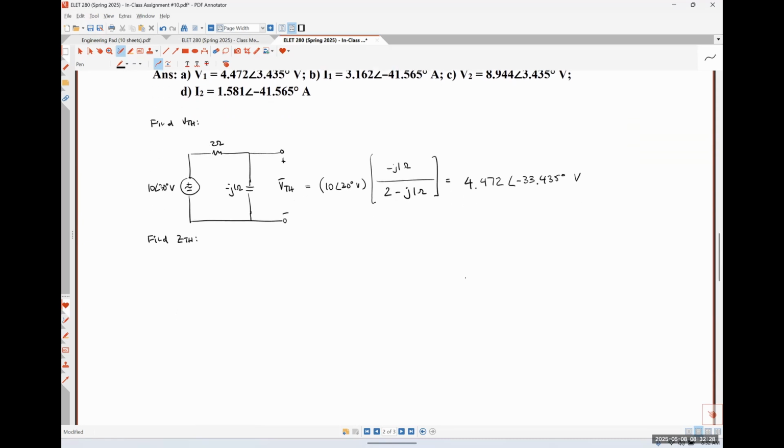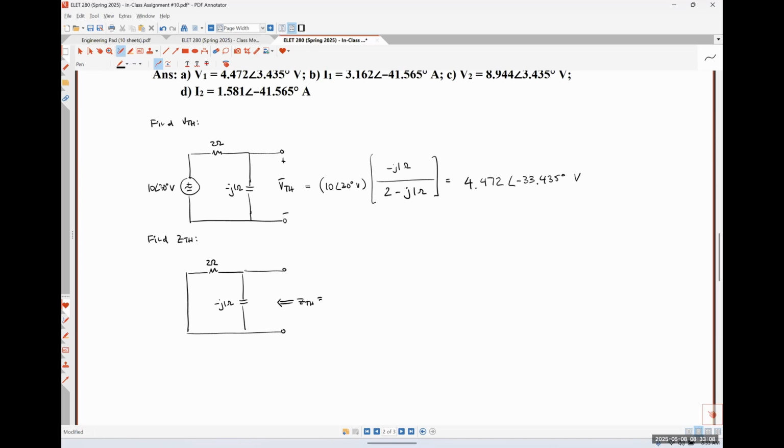To find my Thevenin equivalent impedance, I need to be looking at that exact same network, except that I have to turn that voltage source off. So this guy right here is a short circuit now. Here's my 2 ohm resistor. Here's my minus J1 ohm capacitance. And I'm looking in to find my Thevenin impedance. So what do I see when I look into those terminals?